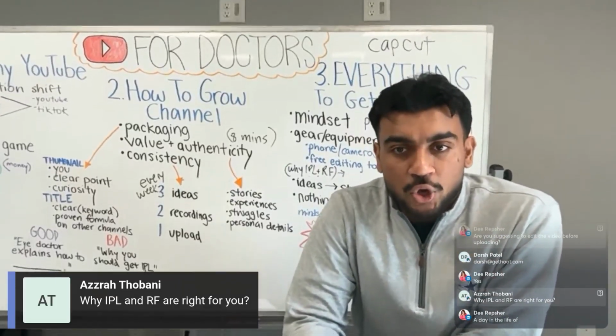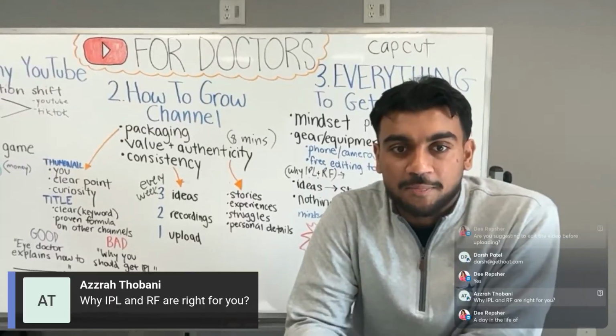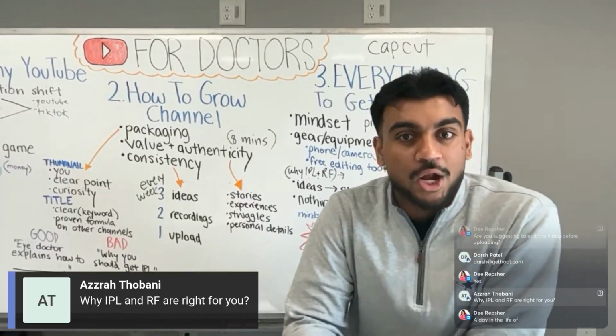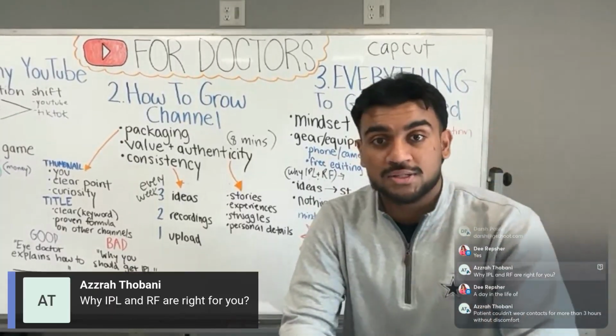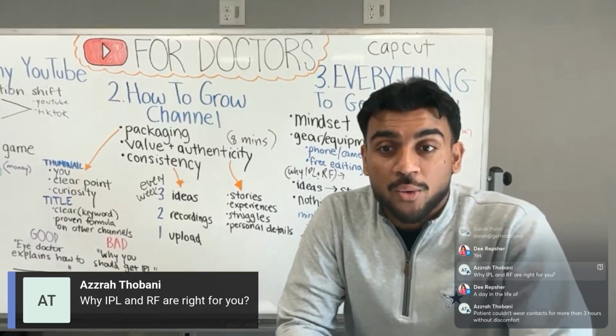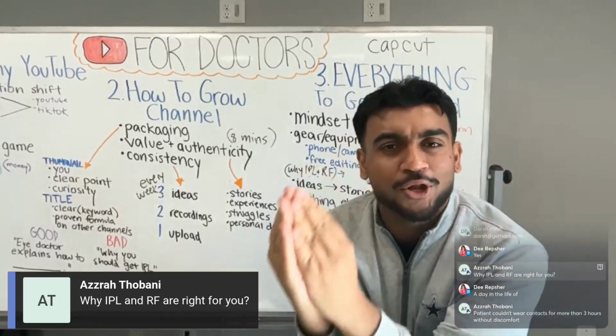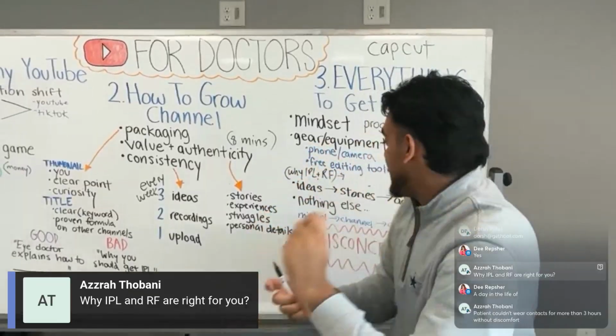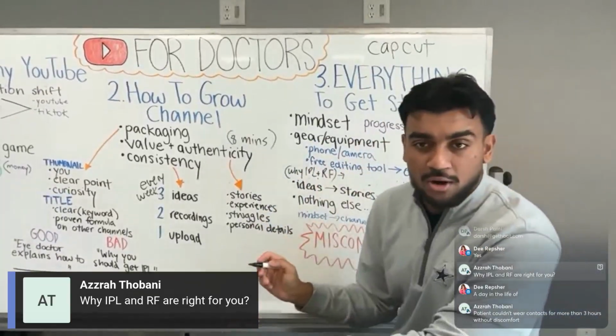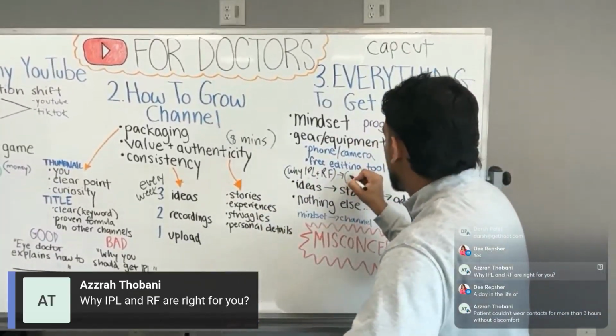D, I'll do your second. I know we end at 1 o'clock. I'll try to get all these examples in, but I want to show you guys how to do this. Okay, so the patient couldn't wear contacts for more than 3 hours without discomfort. That is literally perfect. That is a perfect example. Okay, so why IPL plus RF? The story is they couldn't wear contacts.